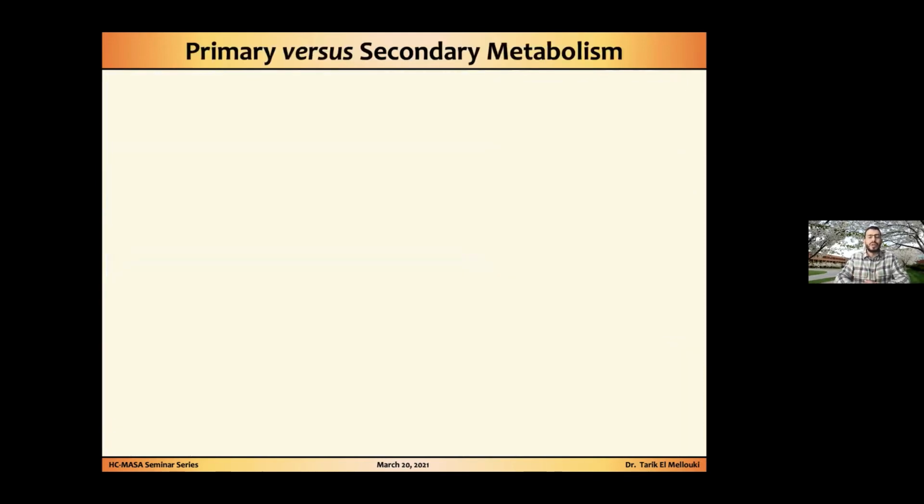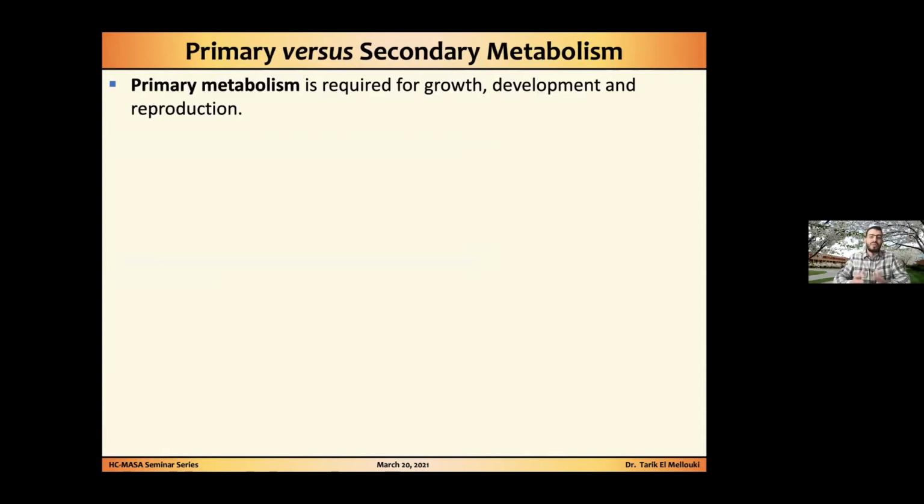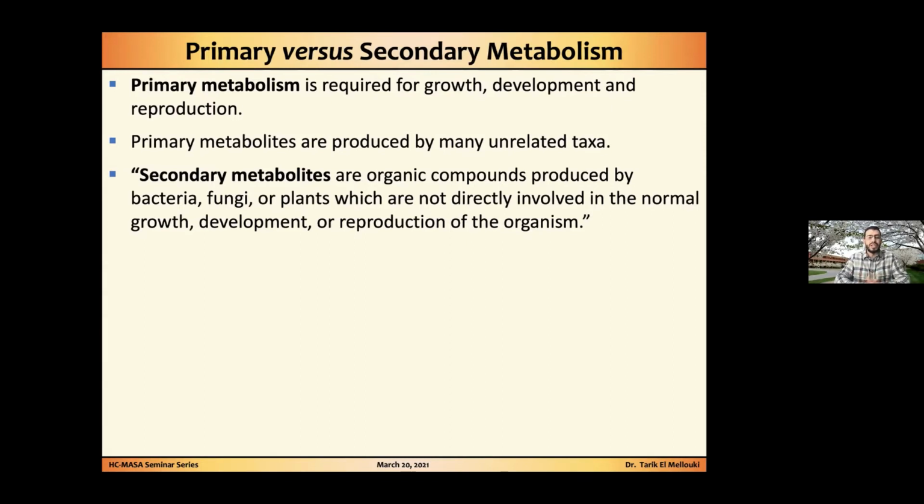metabolism. There are two types of metabolism in cells, either primary or secondary. Primary metabolism is required for growth, development, and reproduction of the organism. This is essential. Primary metabolites are going to be produced by many unrelated taxa. They're going to be found in different species because they are essential for the function of the cell. On the other hand, secondary metabolites are defined as organic compounds that are produced by bacteria, fungi, or plants, which are not directly involved in the normal growth, development, or reproduction of the organism.